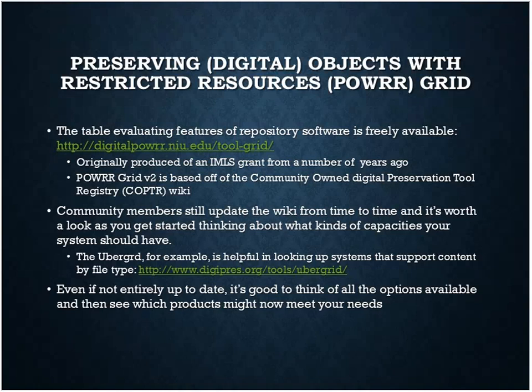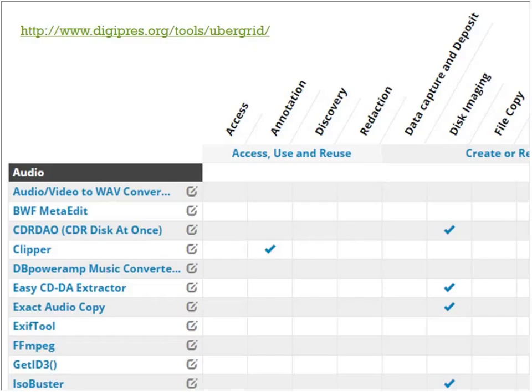So there's a table that they built, this POWRR grid, very clever name: Preserving digital Objects With Restricted Resources, that's the P-O-W-R-R, POWRR. And you will find that since the project is over, there's a new wiki that's begun and community members are contributing to it. So there's still quite a bit that's out there that's available. It might not be entirely brand new and completely 100% recent, but it's probably going to be good enough to get you at least started down the right path of looking further into a technology resource if you think that you've found one that might be worthwhile after looking at this grid.